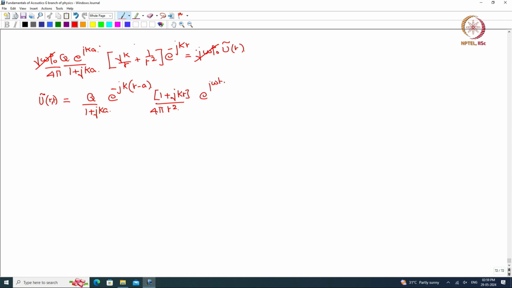Okay, now here also if Ka is much smaller than 1, okay, then the particle velocity u tilde r comma t, let us say, becomes equal to q by 4 pi r square, 1 plus j k r, e to the power of minus j k r into e to the power j omega t.